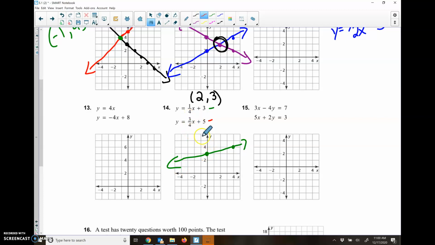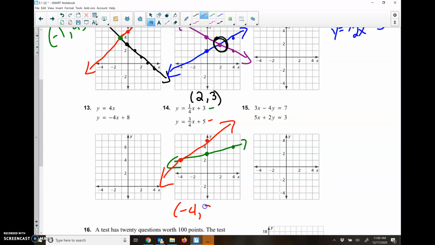This one, I got 3/4 x plus 5. And this is why I wanted to do this problem. I can't go up 3 and right 4. So instead of going up and right, I'm going to end up going down and left. And that's the same thing, because that's negative over negative. So that ends up giving me the same answer.